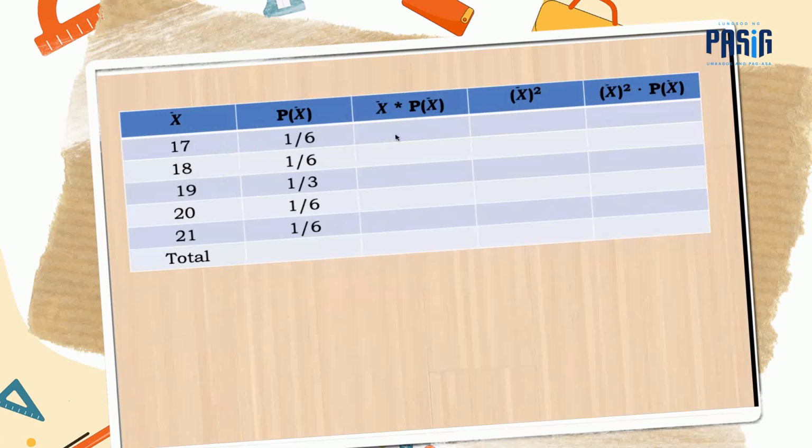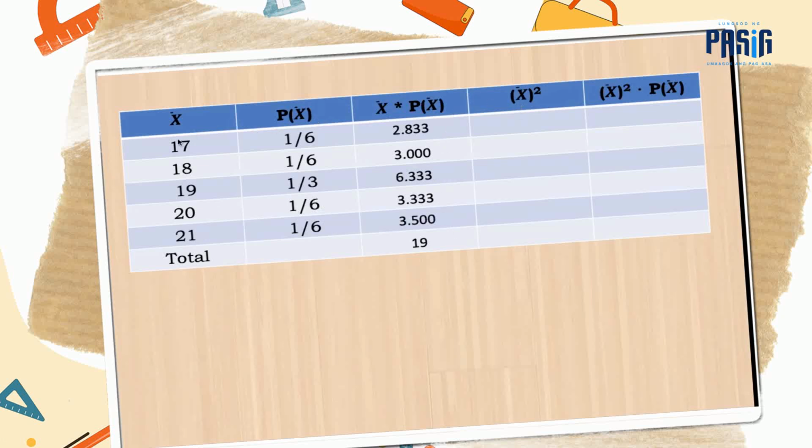17 times 1/6 is 2.833. 18 times 1/6 is 3. 19 times 1/3 is 6.333. 20 times 1/6 is 3.333. 21 times 1/6 is 3.5. Add all of this. The answer is 19.